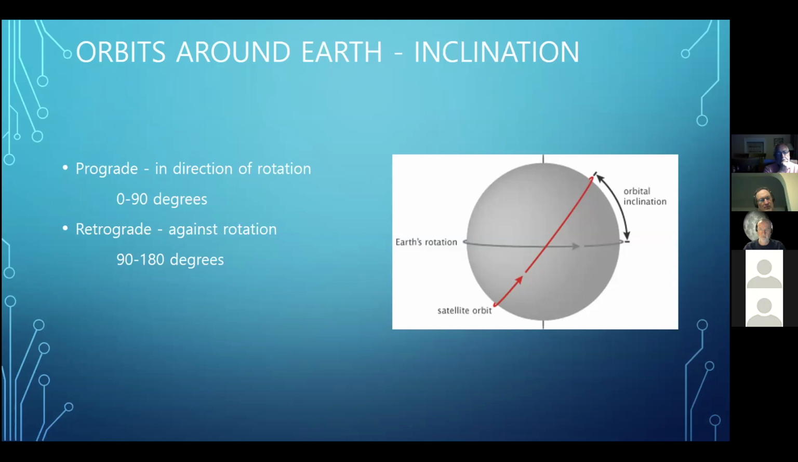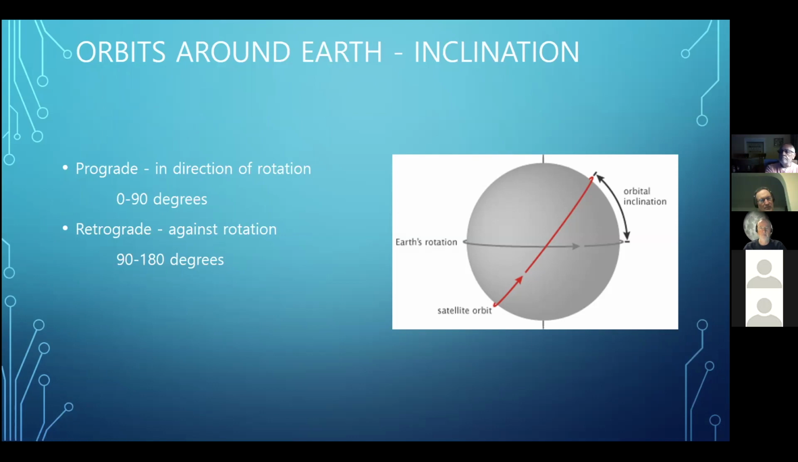If they go opposite to the rotation of Earth, we numerically number them from 90 to 180 degrees, right? In terms of the number of satellites we have in retrograde, I believe it's less than 0.2%. Pretty much all the satellites we launch are in prograde motion, right? That means all of the satellites you will see move west to east, right?